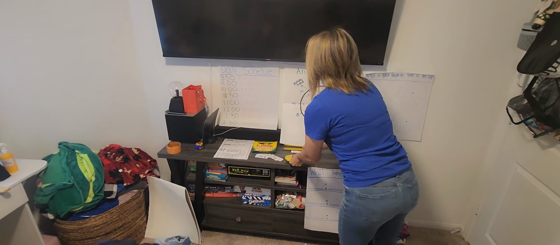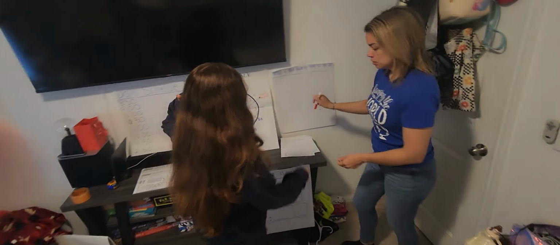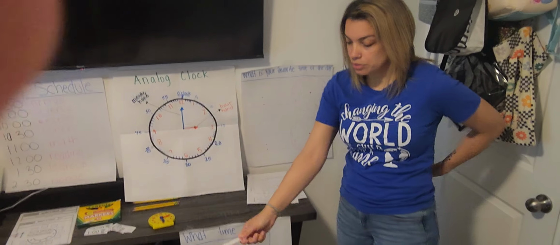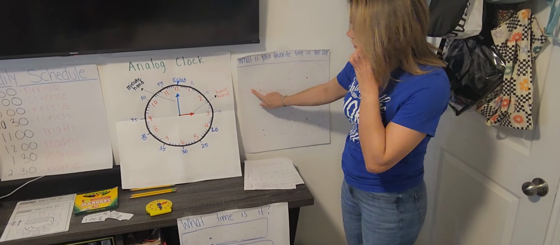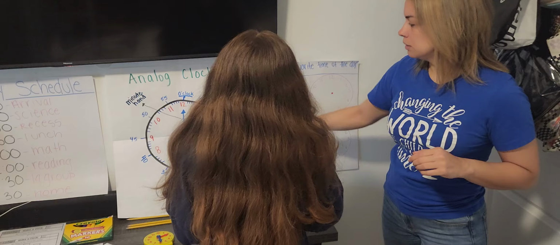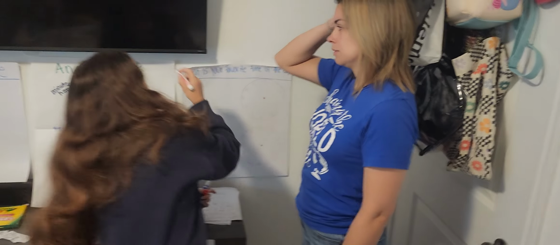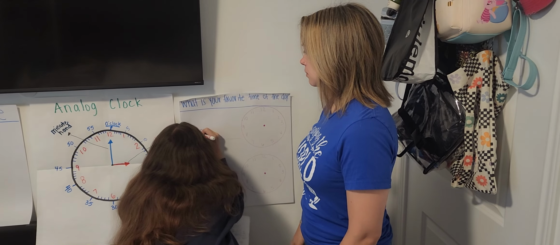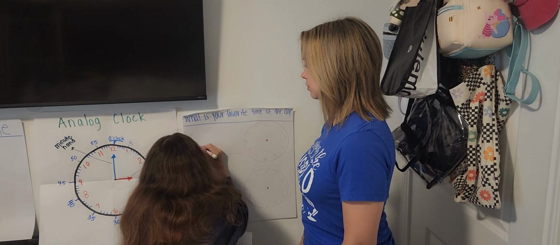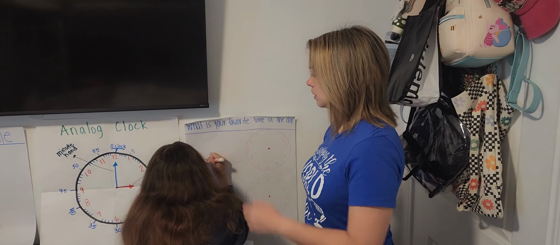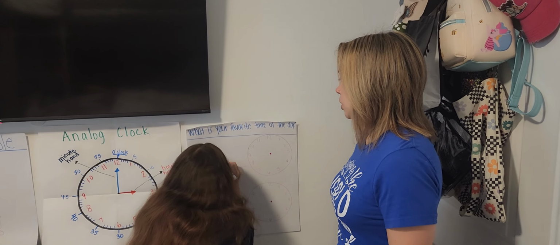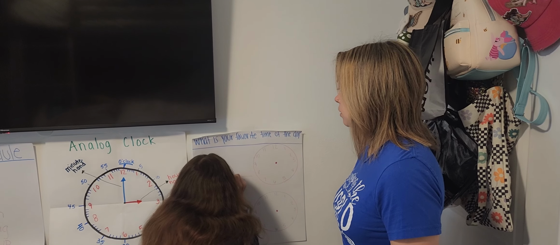Alright, come up here and show me what that looks like on this clock. You're going to write the hour, which is 2. You're going to write that right here. I want you to put the hour in red. You're going to write the number 2. And then what time was it? 2:30? 30. So you're going to put your 30, which is 3.